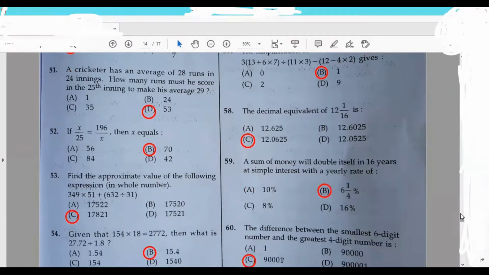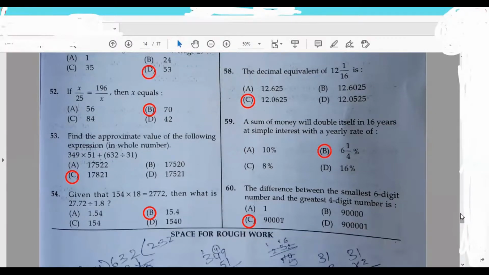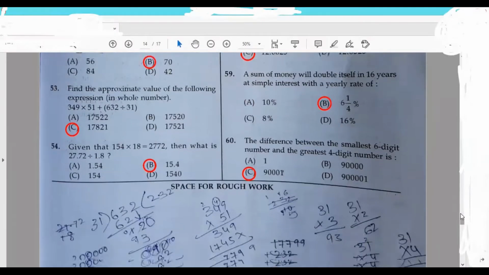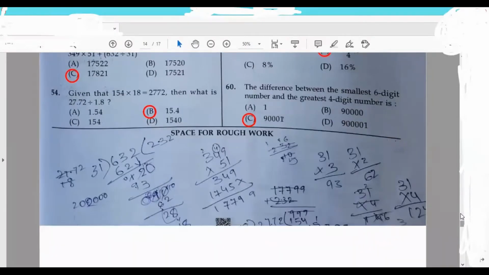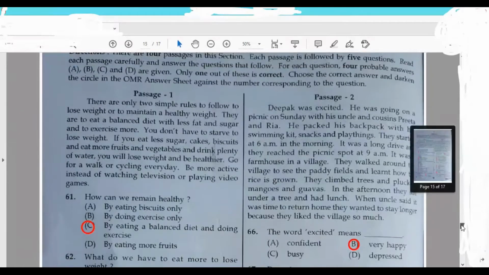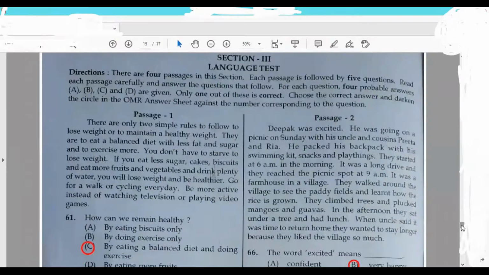For 59th, you have to find out by the simple interest formula, PRT by 100. The rate will be 6 1/4%, B. For 60th, you have to find the difference, which will be C. The answer will be C. Third, the next part is the English language test.